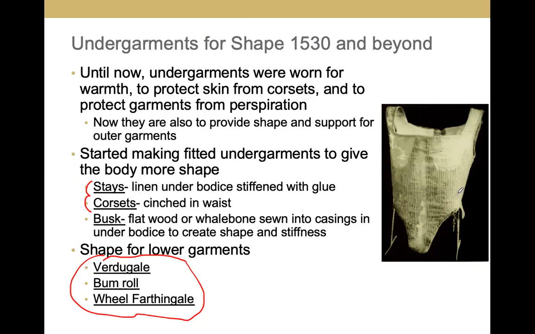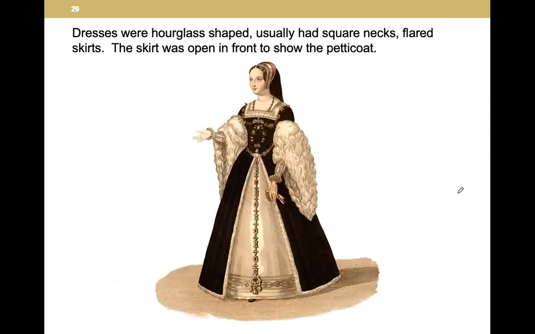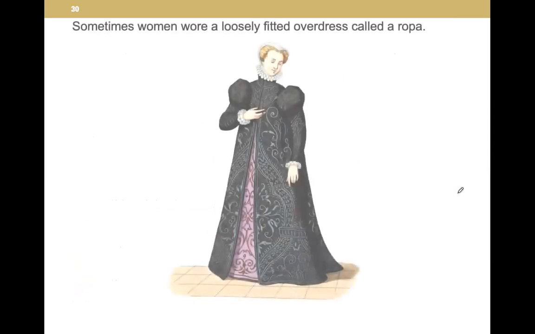So until the 1530s, undergarments were pretty much the chemise, and they were really just to protect skin from your clothing and to absorb perspiration. But now the undergarments are starting to actually shape and support and change the shape of the body. So these are all new technologies that are developed. This is just showing what the styles look like again in the second period for women.